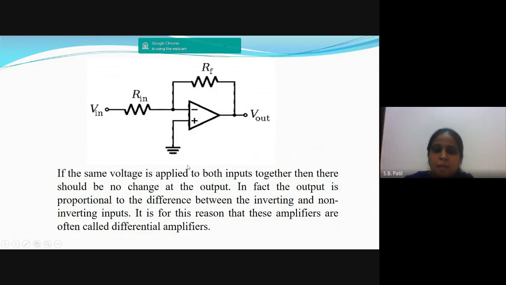So the operational amplifier is called a differential amplifier because the output is proportional to the difference between the inverting and non-inverting terminals. So thank you.